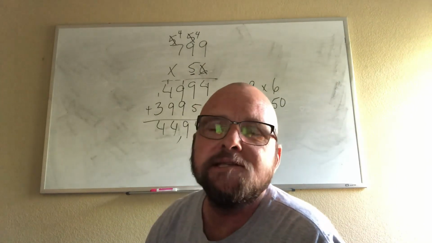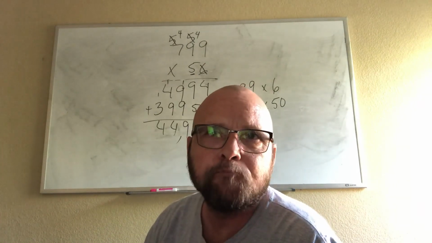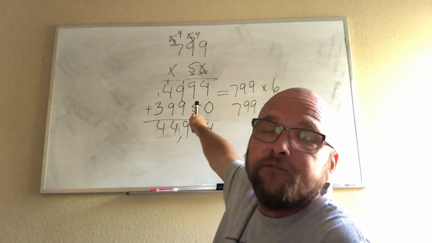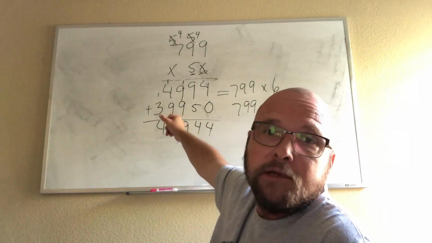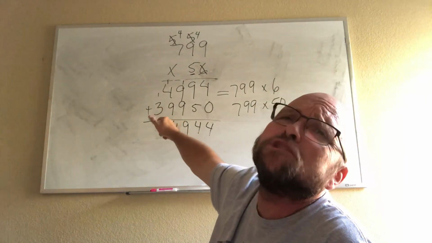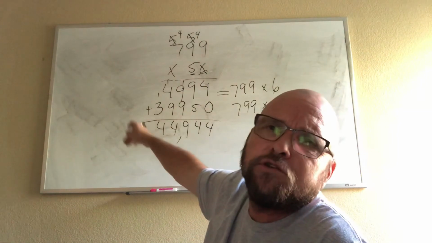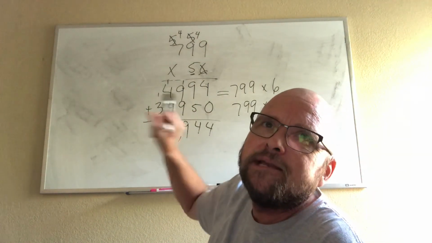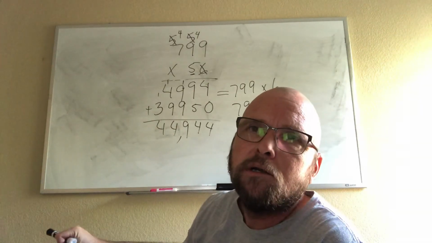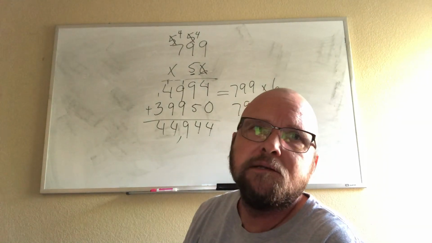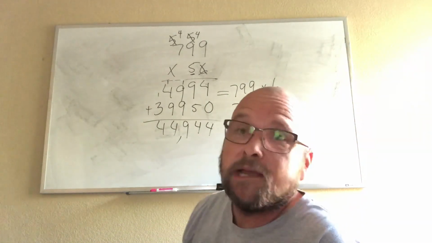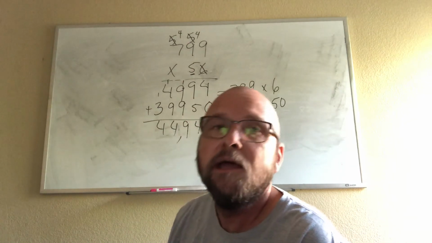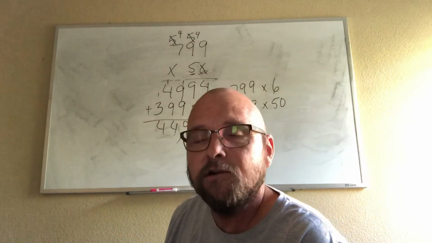But no matter how big I make these, no matter how many digits your factors have, you're only multiplying 1 digit at a time. If you can do this problem, you can do any division problem that I give you this year. You can do any division problem that anybody gives you ever, if you can multiply by a 1 digit number. That's all multiplication is. I'm not multiplying 56 times 799. I'm multiplying 6 times 799. I'm multiplying 5 times 799.